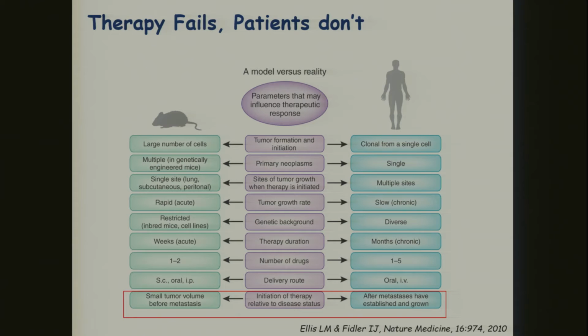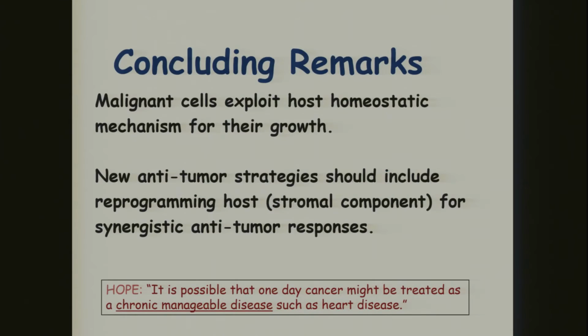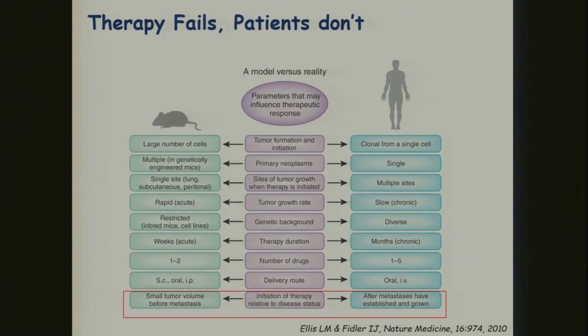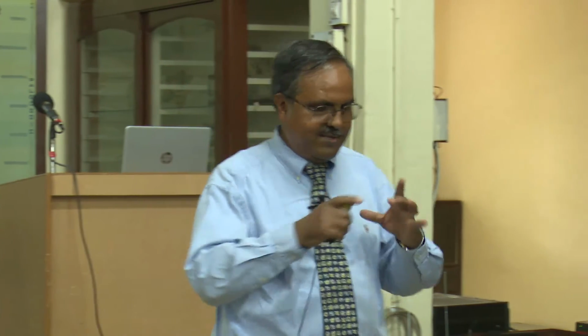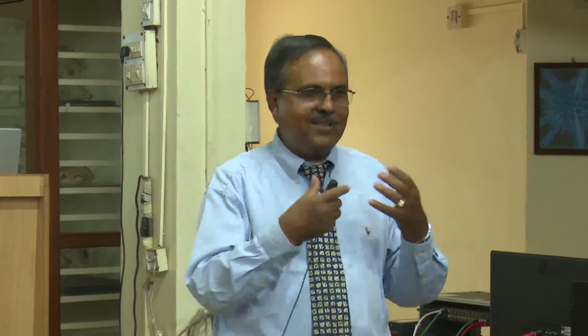But one thing is very provocative, which is this one: a small tumor volume before metastasis initiation, therapy, and after metastasis have been established. When you compare the size of the mice and human, and the size of the tumor which we have in mice versus human, it's a phenomenal, huge difference. If the human tumors are just like the tumors we treat in mice, I think I can cure cancer even in humans.